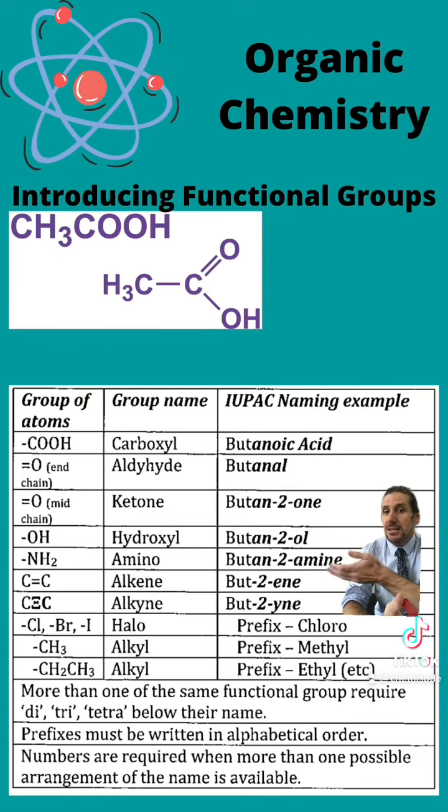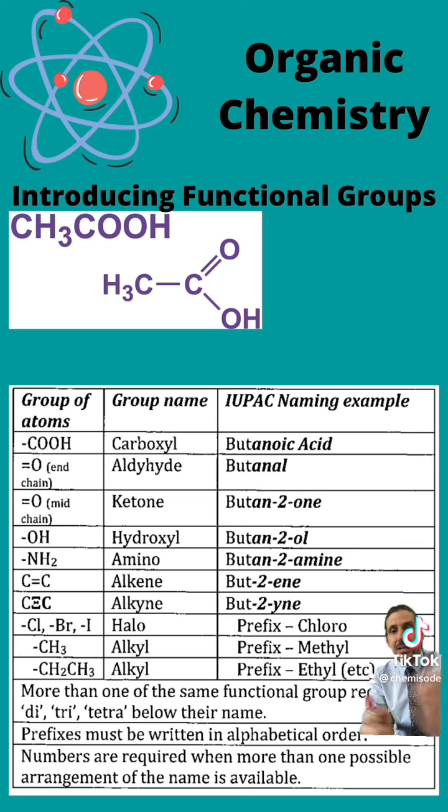You can see here that I have a long list of things that could be attached to an organic compound. Some of these, which are this section here, affect the suffix of a name. So instead of being a butane, it will turn into butanoic acid, butanol, butanone, and whatever. So these ones here affect the suffix of the name. The ones down here affect the prefix, so they add to the start of the name.